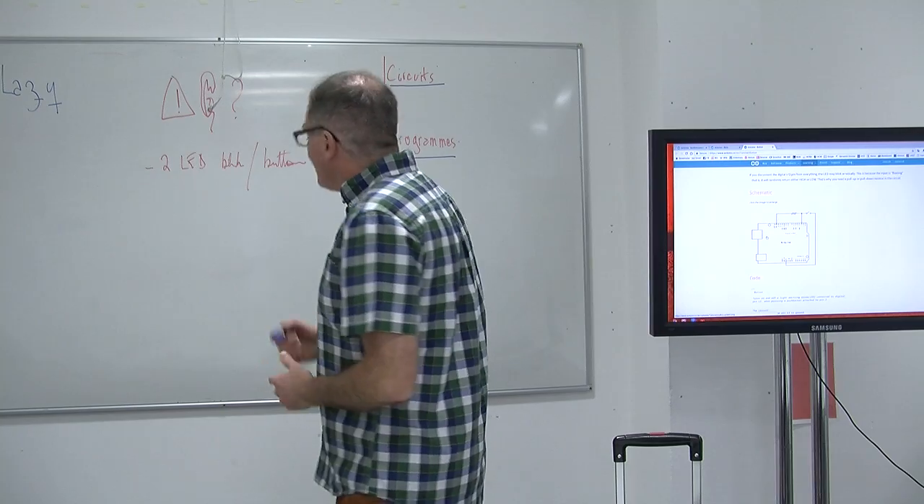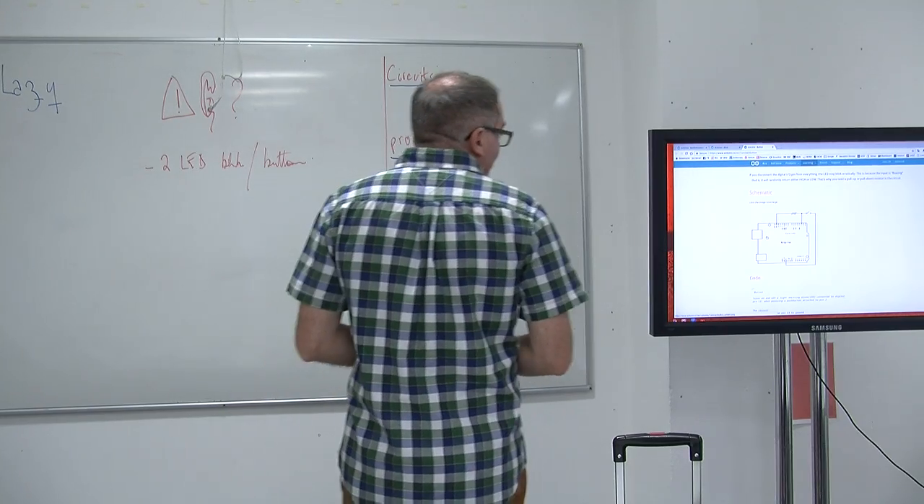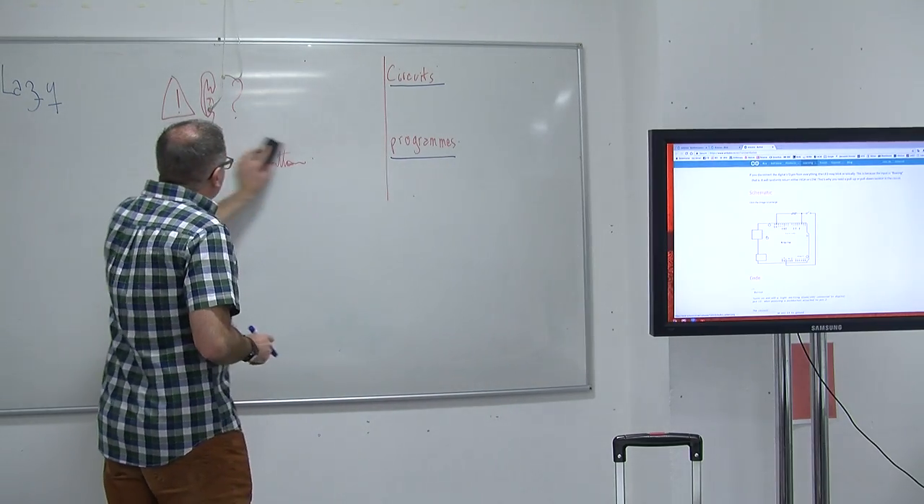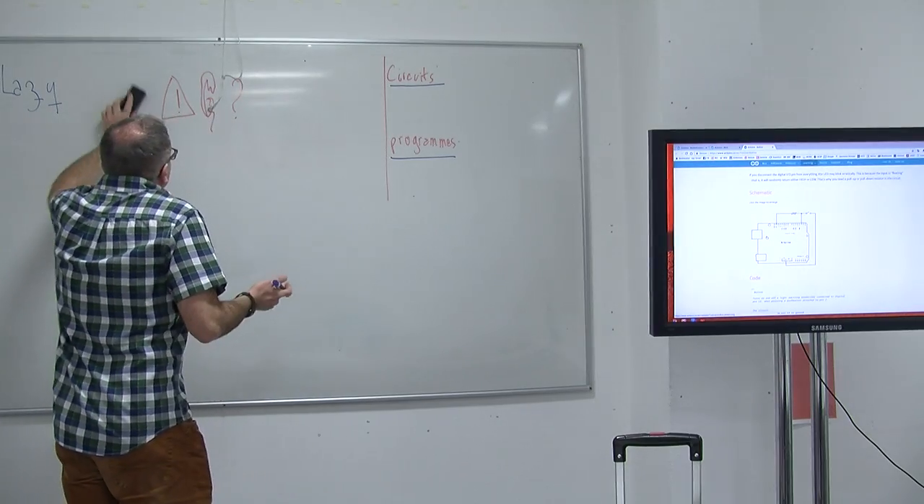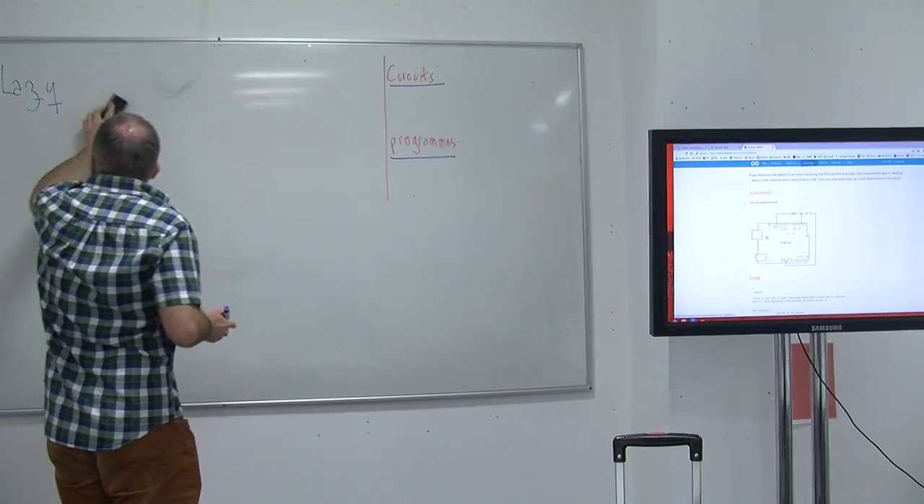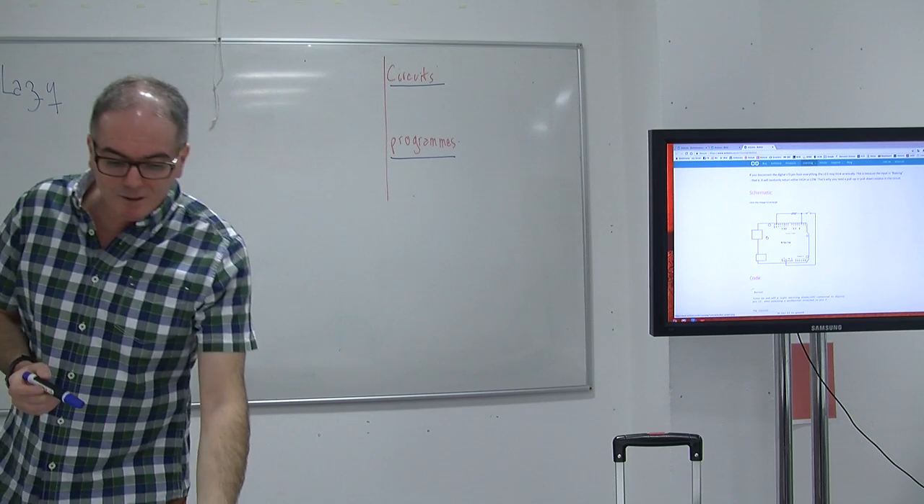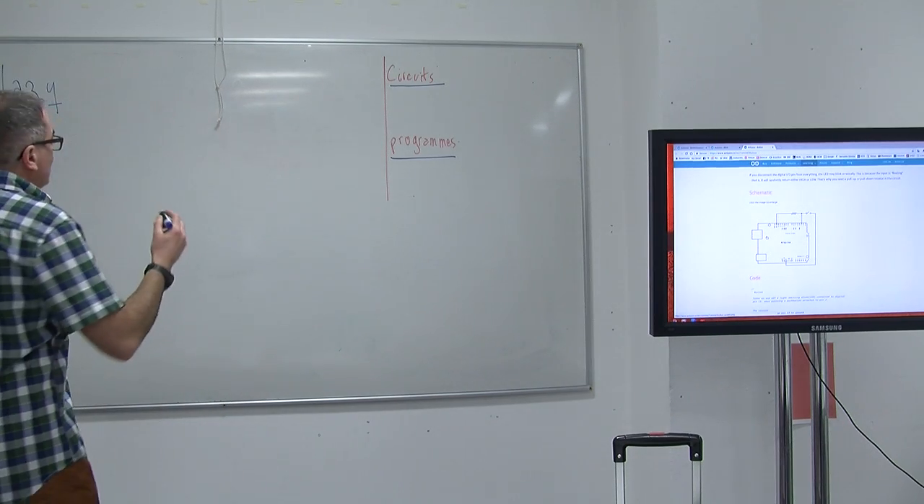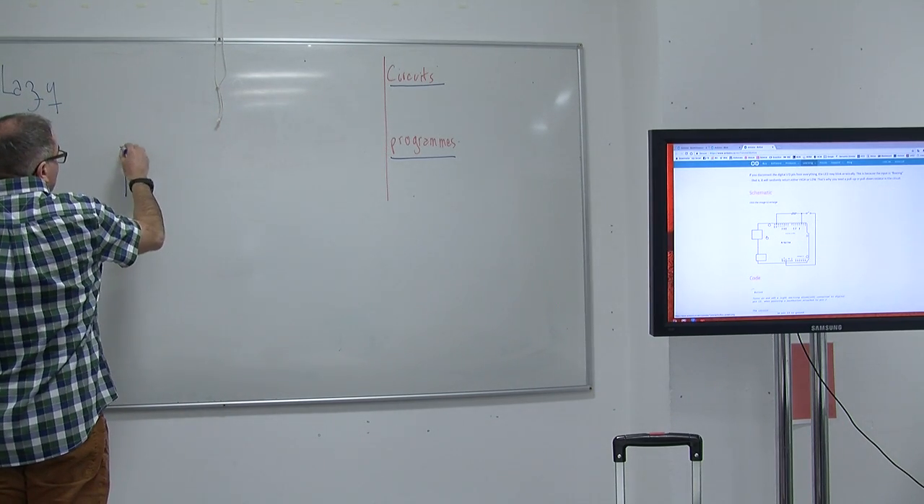So, if we look at the circuit for the button, I'll just start with the button because, yeah, why not? We have to start with one of them, and they're pretty much equivalent. We have, essentially, the Arduino.